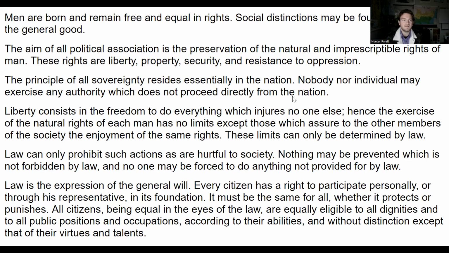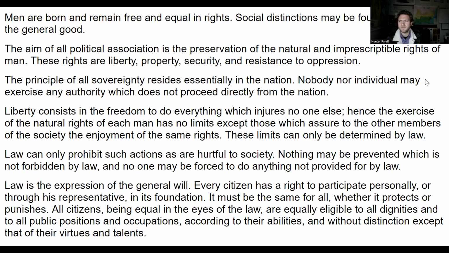Let's look at an excerpt from the Declaration of Rights of Man and Citizen. This is actually its very beginning. And see if this sounds very familiar, right? Men are born and remain free and equal in rights. It sounds like our Declaration of Independence, right? Or natural right theory, as expounded by John Locke.